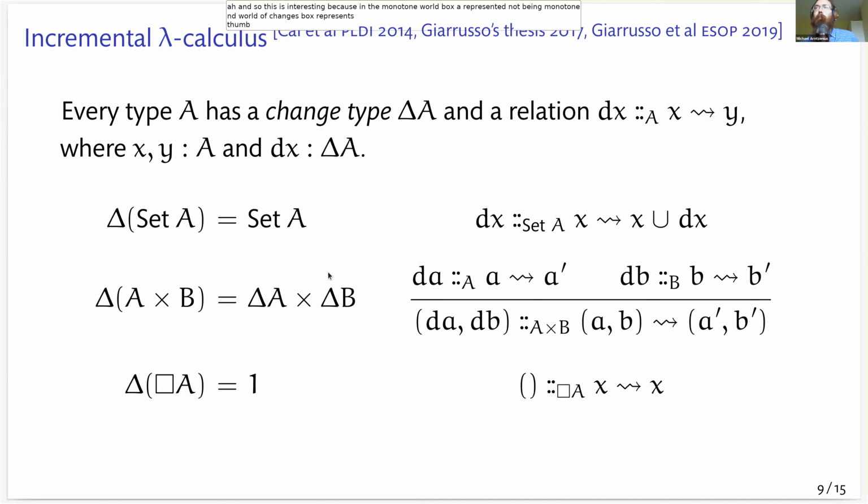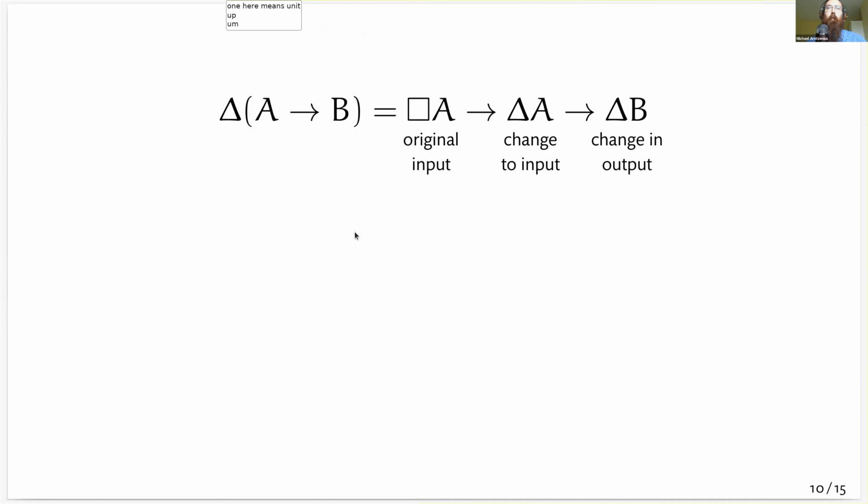So one and unit, is that just a typo? One here means unit. Okay. Yeah. Oops. Right, but this is supposed to be a higher order functional language.